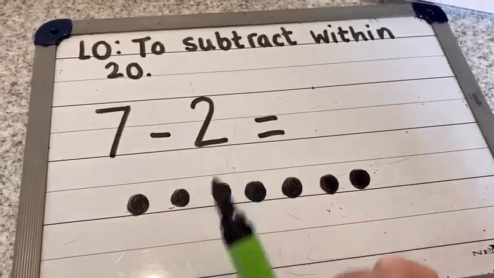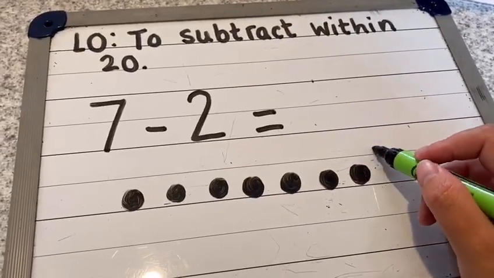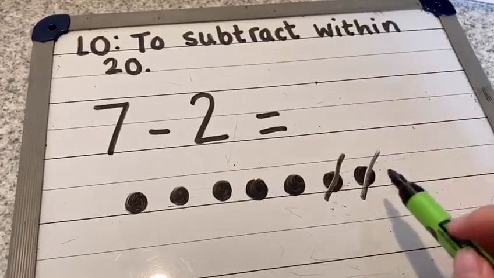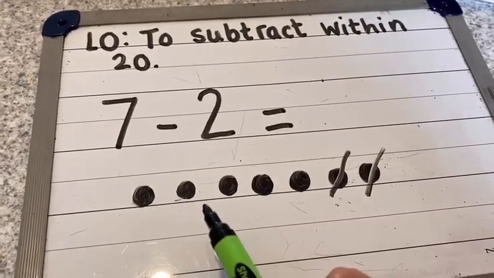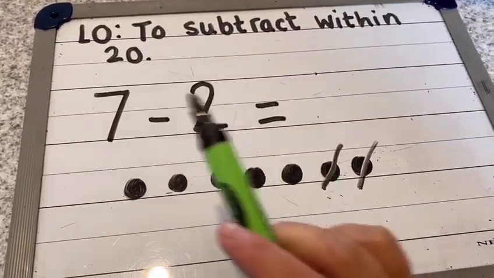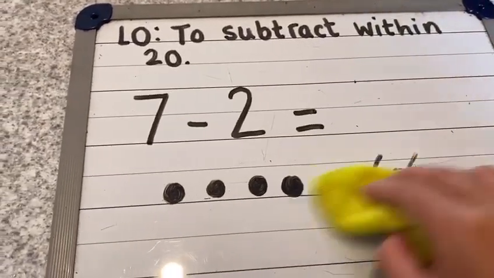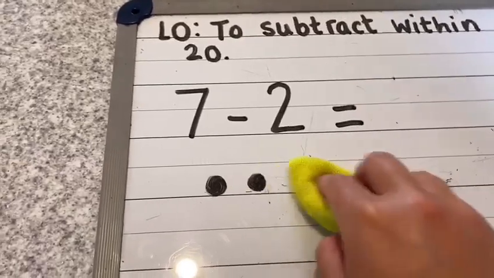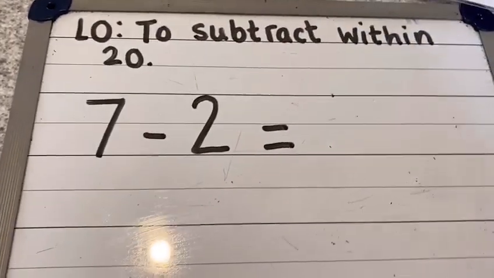Now I'm subtracting 2. So all I'm simply going to do is 1, 2, cross 2 of my circles off and then count what's left. 1, 2, 3, 4, 5. 7 subtract 2 equals 5. So that's a really quick and easy way to do it if you don't have any Numicon.